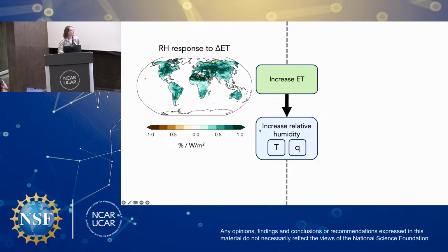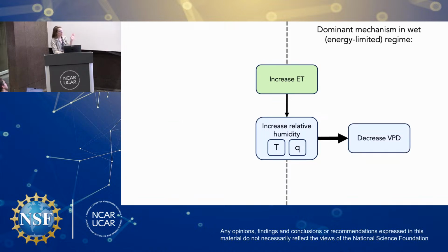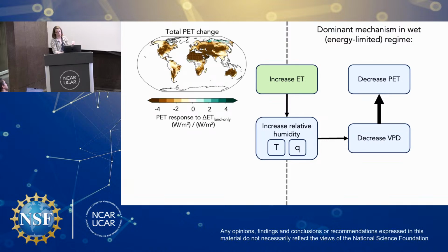That cools and moistens the boundary layer, so we have an increase in relative humidity. Almost all the maps I'll show are just based on simple local linear regression of the coupled change to the land-only evapotranspiration perturbation, so just focusing on the land-to-atmosphere impact. This increase in relative humidity and decrease in temperature decreases vapor pressure deficit, which decreases potential evapotranspiration. Potential evapotranspiration decreases everywhere in response to the initial increase in ET.